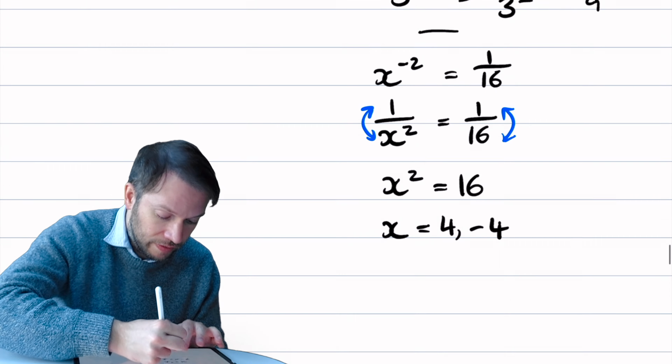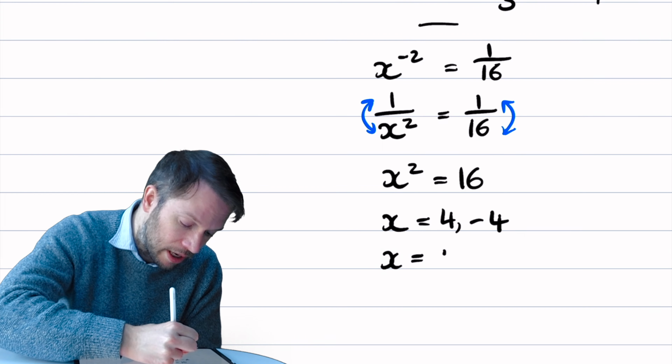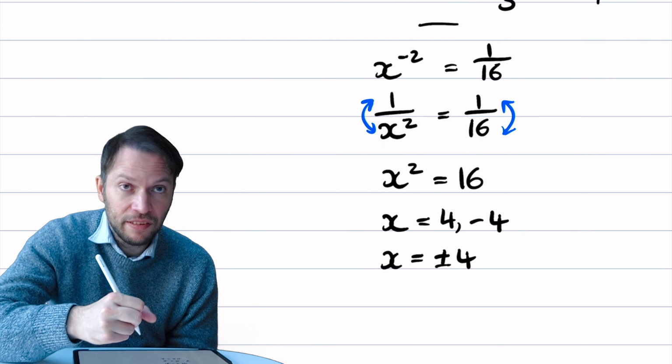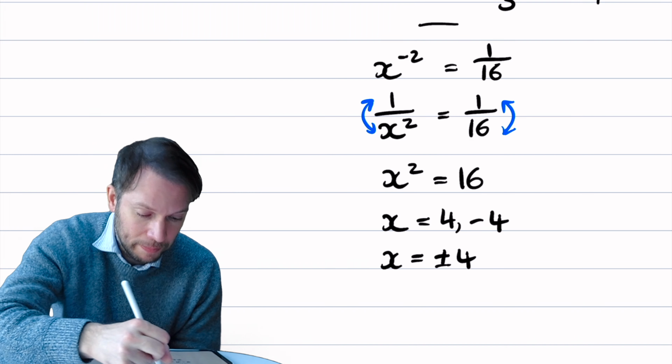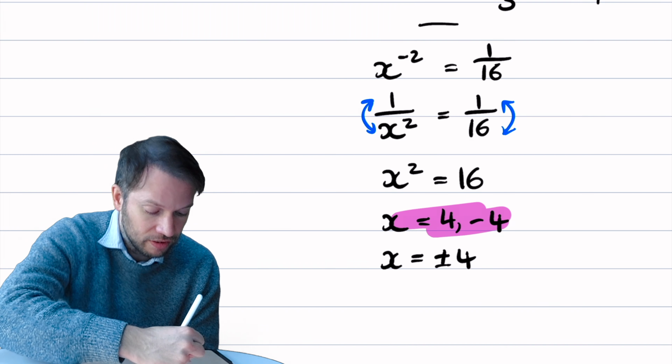Now we could write this answer if you wanted to as x is equal to plus or minus 4. So that means that x could be positive 4 or negative 4. So there's two different solutions. So there's this special plus and minus symbol. But this is basically the answer. We get two solutions.